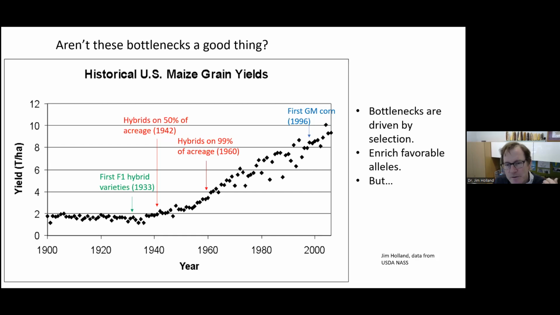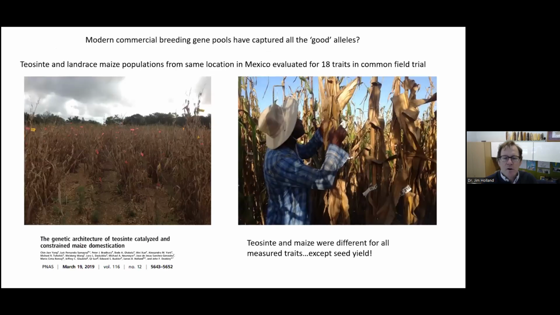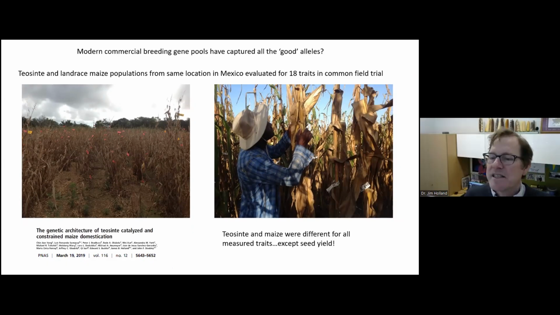But on the other hand, in the back of your mind, you have to ask the question: that idea is a perfect idea if at the beginning in your breeding pools, you already had all the favorable alleles, and then all you're doing is increasing their allele frequencies. But did we start with all the favorable alleles in the Corn Belt dent maizes? I'm not going to answer that directly here, but I'll show you an experiment where we asked an even more basic question: did we capture all the good alleles from teosinte, or does teosinte have some alleles that are actually better than some of the things that made it through the domestication bottleneck?